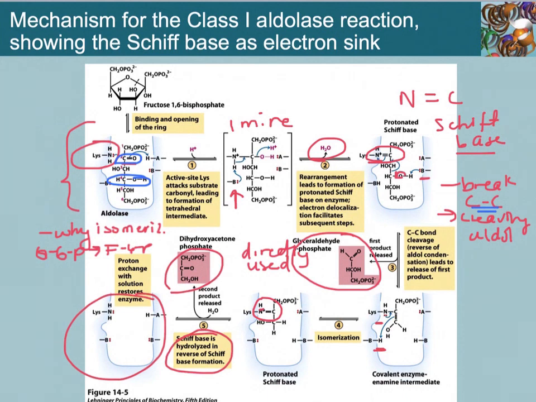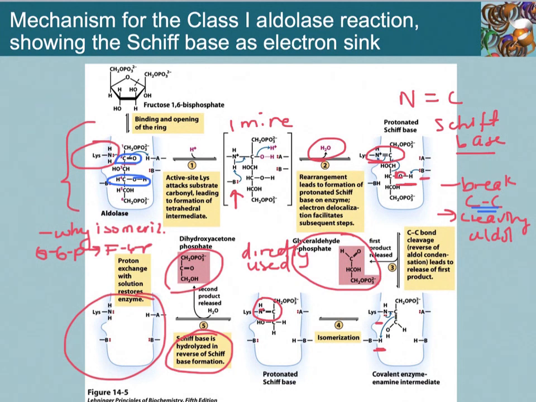The Schiff base that's formed between the substrate carbonyl and an active site lysine acts as an electron sink, and it's going to increase the acidity of that beta hydroxyl group, and this is the beta hydroxyl group here. Okay, and it's going to facilitate the cleavage as shown.